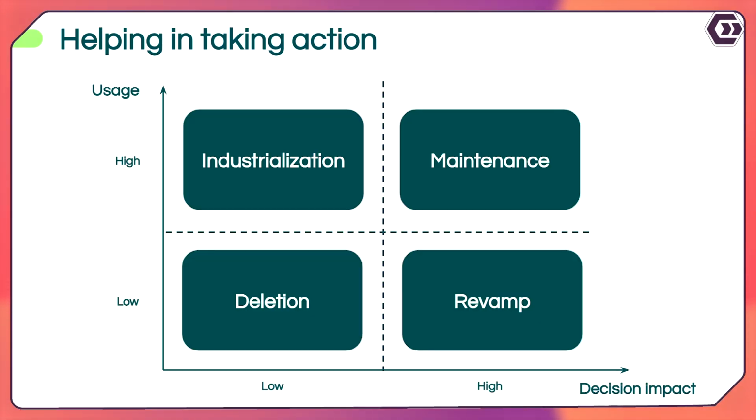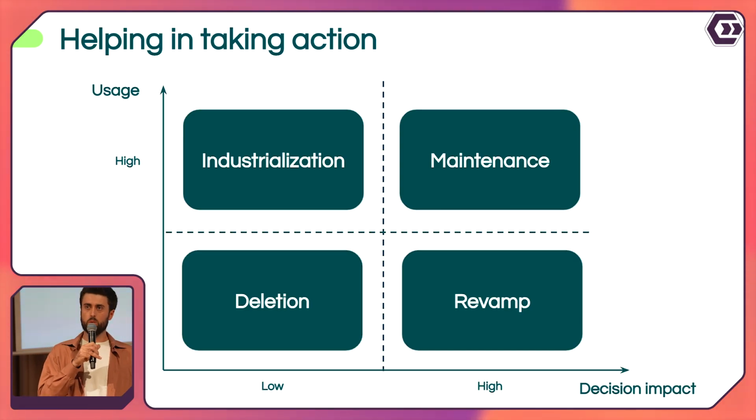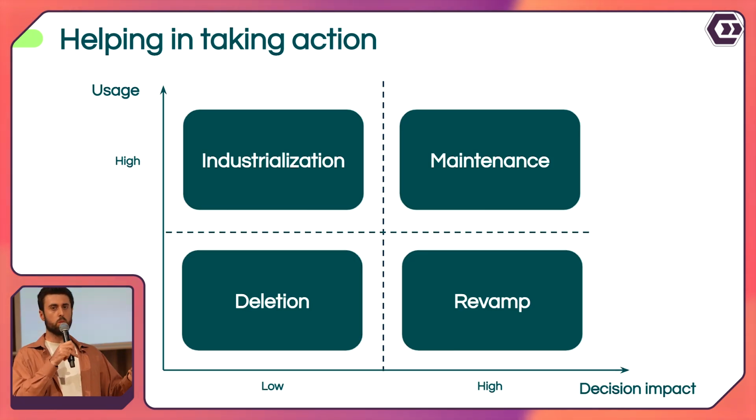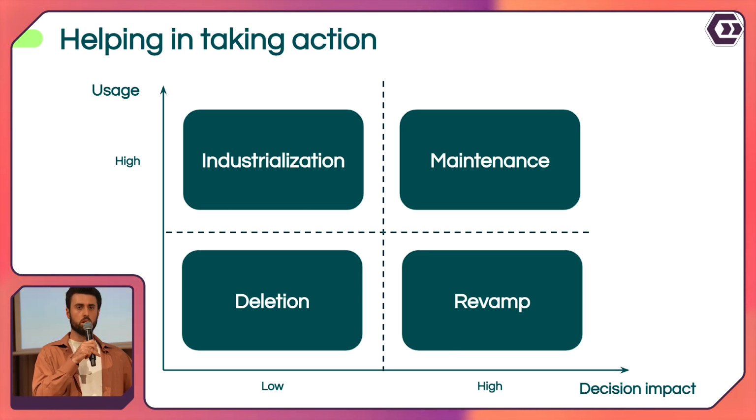So what you want to avoid is having a data product with low usage and low decision impact. And in this case, it's quite simple. You just want to delete it. And at the opposite, when you have a data product with high usage and high decision impact, you know that it's bringing value to the company. So you want to keep it as it is, maybe improve it a little.